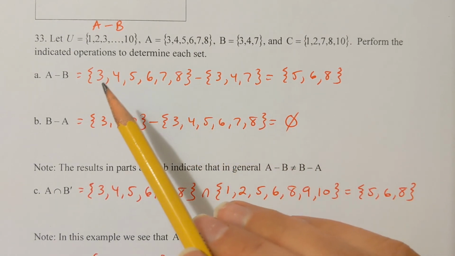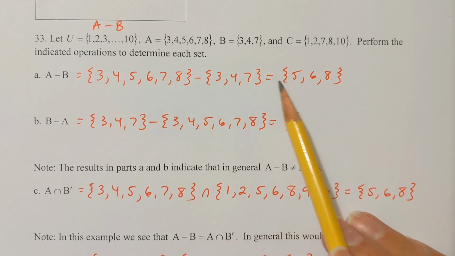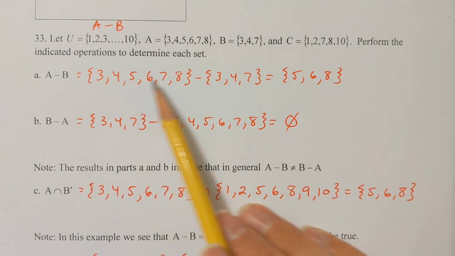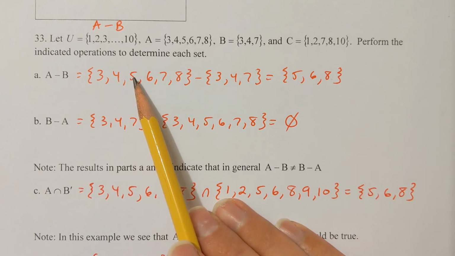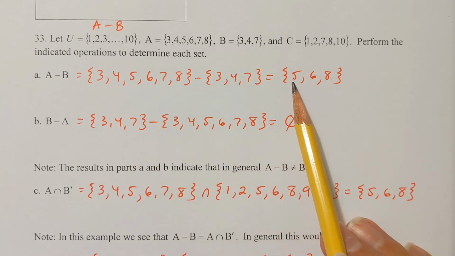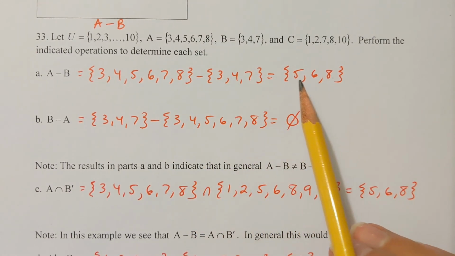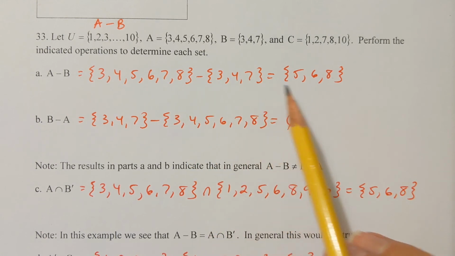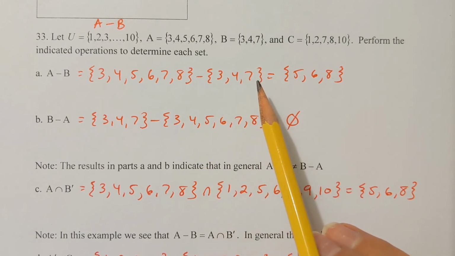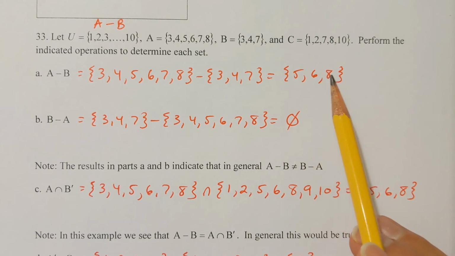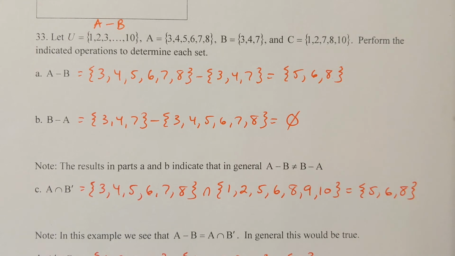So let's see, 3 is in A, 3 is in B, and I'm removing B, so I'm no longer going to see 3 there. 4 is in A, 4 is also in B, so I'm no longer going to see 4 there. 5 is in A. I don't see 5 in B, so 5 is going to stay. Here's 6. I don't see 6 in B, so 6 is going to remain. 7, I'm removing a 7 though, so 7 is not going to be there. And here's 8, and I don't see an 8 in B, so 8 is going to remain. So in all, I've got the set containing 5, 6, and 8, which would be the answer.